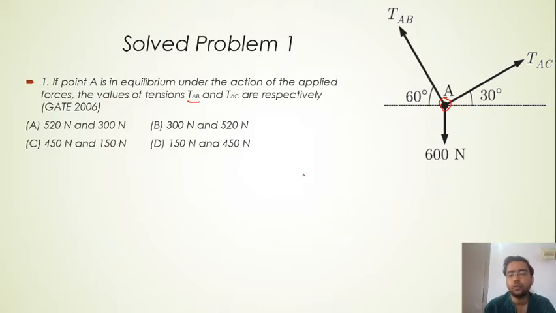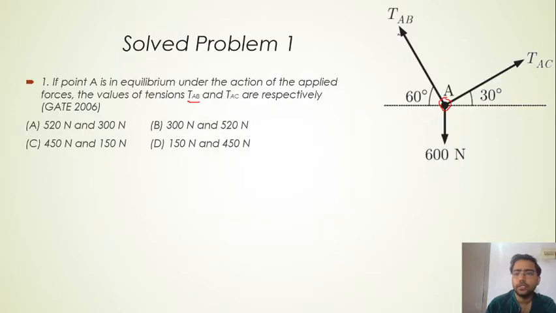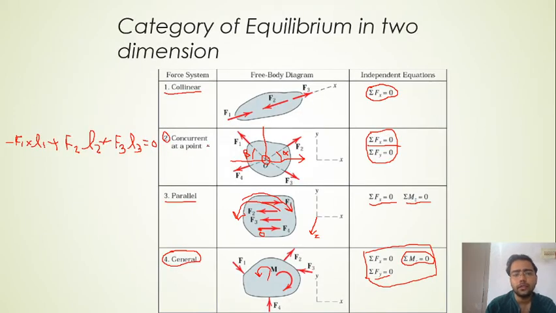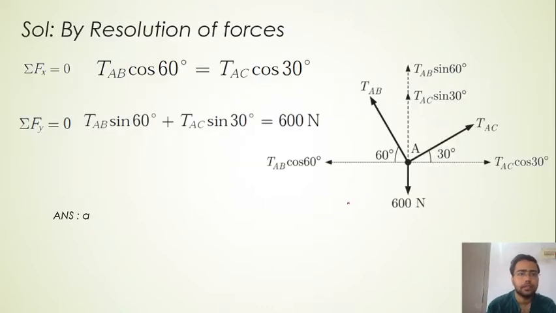Okay, so how are we going to solve it? As you can see here, we are going to apply this second case, because all the forces TAB, TAC and 600 Newton are passing through a single point here. So all of these forces are concurrent, right? So how are we going to solve it? Like this. This method is called resolution of forces. Name doesn't matter, the basics are the same. Sigma Fx is equal to 0 and sigma Fy is equal to 0.